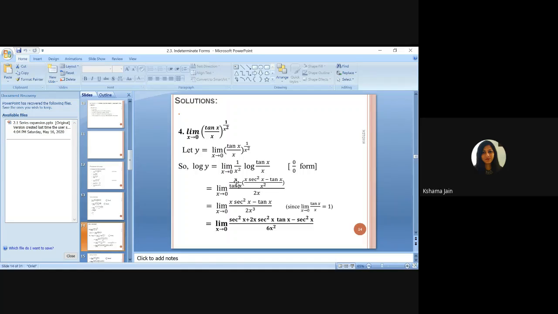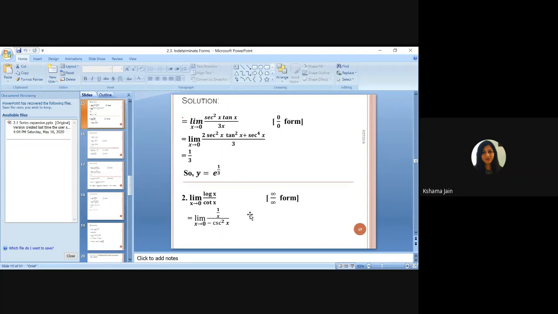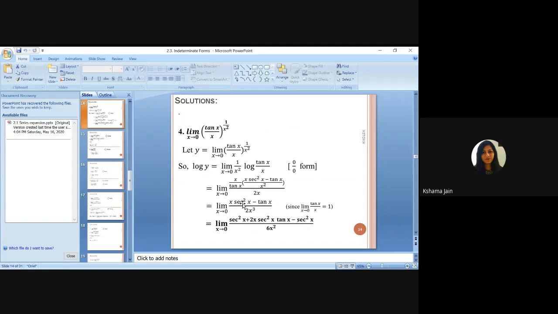After simplifying, we take this term inside the bracket, so x square cancels out, and we get sec square x by tan x minus tan x cancels out this time. After some simplification, you can do it by pencil, we will get this value. After taking this value, if we check again, we get a 0 by 0 form again. So again we will differentiate. I told you, till we get a definite value, we will keep applying L'Hospital's rule.